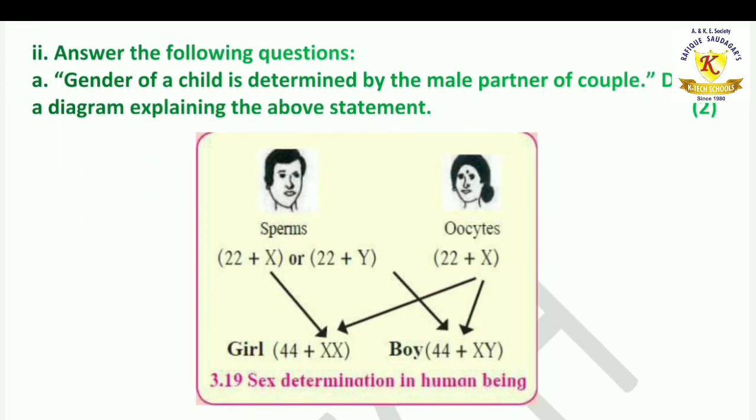Next question. Answer the following. A. Gender of a child is determined by the male partner of a couple. Draw a diagram explaining the above statement. So here is the diagram where it states that gender of a child is determined by the male partner of the couple.